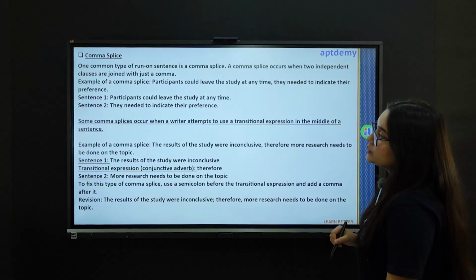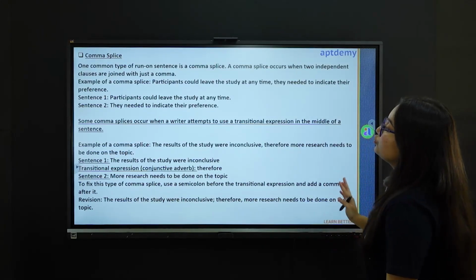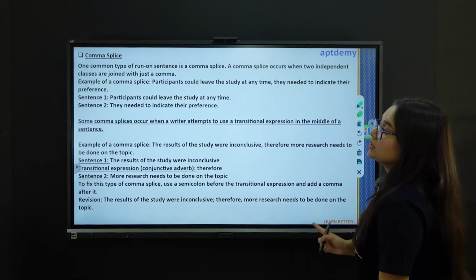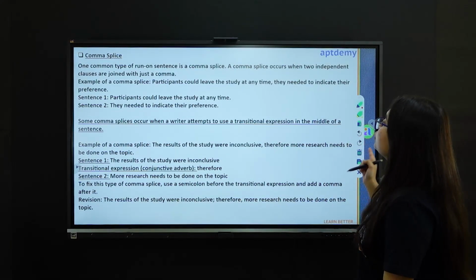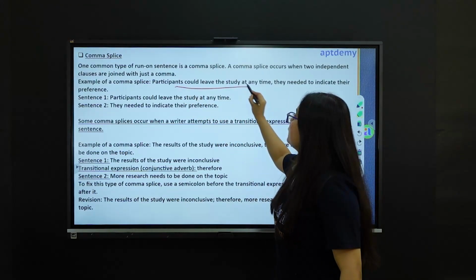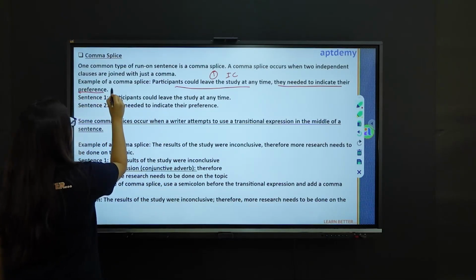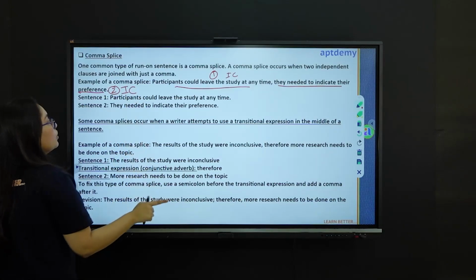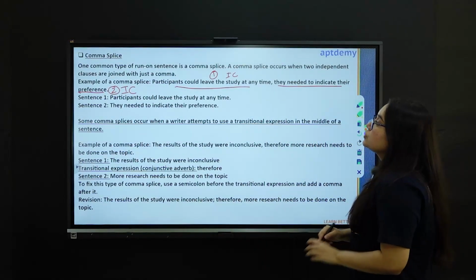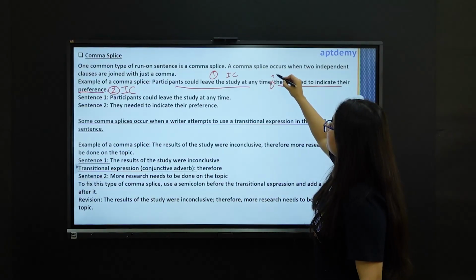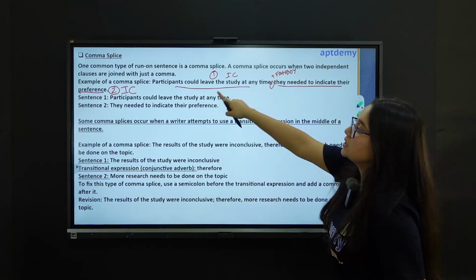The next thing, comma splice. When does that happen? One common type of run-on sentence happens when two independent clauses are joined with just a comma. So if you look at this sentence, participants could leave the study at any time, comma, they needed to indicate their preference. Our first IC is participants could leave the study at any time, and the second IC is they needed to indicate their preference. And two ICs cannot be joined by just a comma. If you have to use a comma, always make sure to follow it up with a FANBOY. So over here only the comma is used, so the FANBOY is missing. If you join two ICs with just a comma, the resultant is a comma splice.